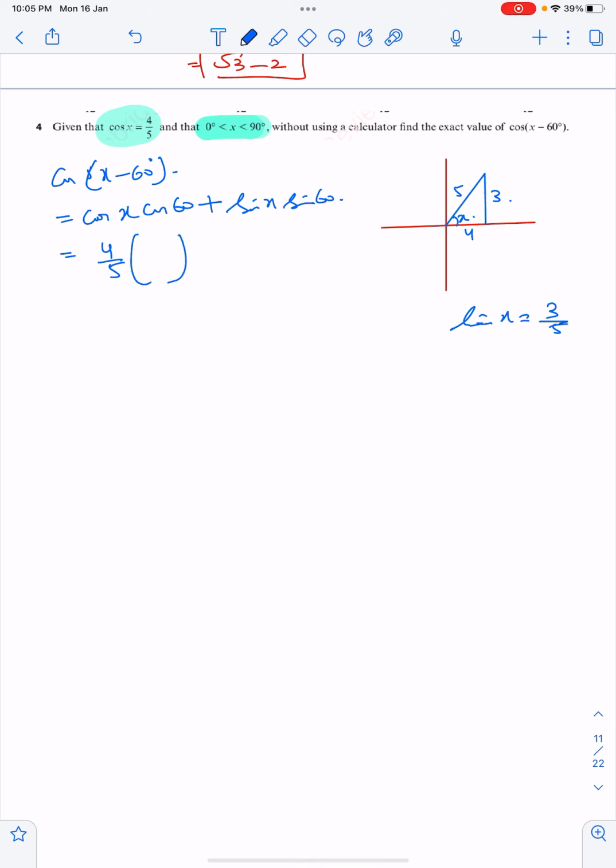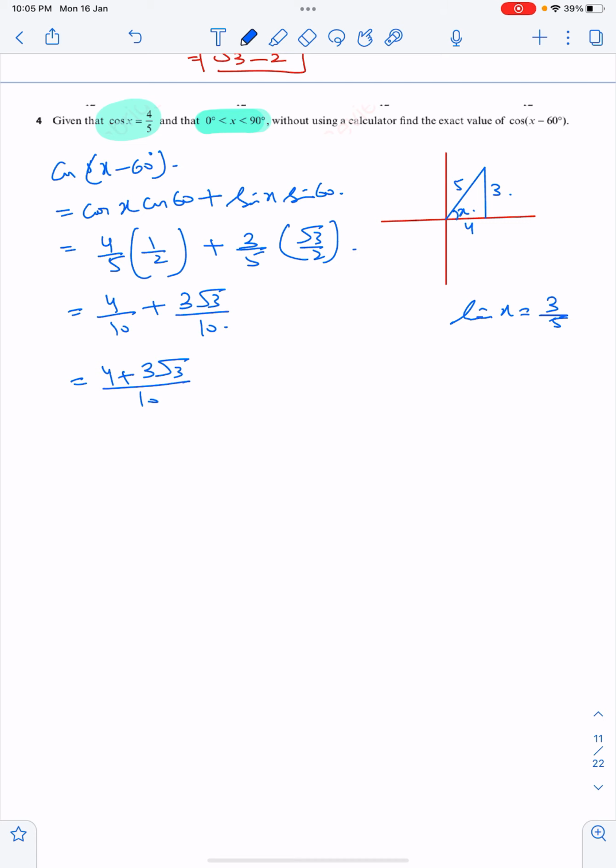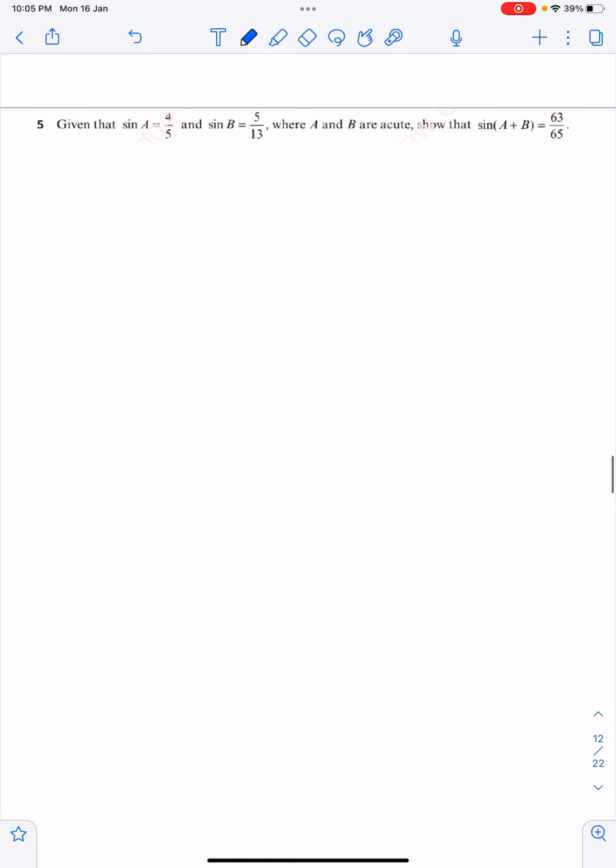Okay, I am just continuing from here, cos of 60 we know is a half, sin of x here is 3 upon 5, which I have just calculated, and sin of 60 is root 3 upon 2. Let us simplify: 4 upon 10 plus 3 root 3 upon 10. It will become 4 plus 3 root 3 upon 10. This is the final answer to question number 4. Moving on to question number 5.